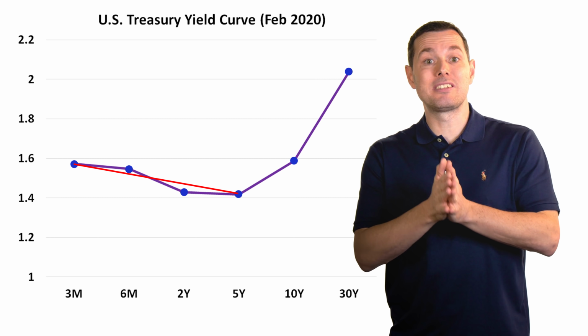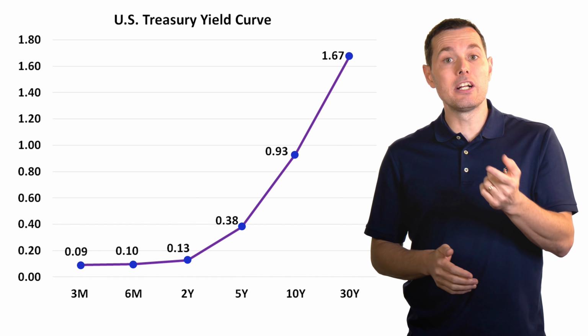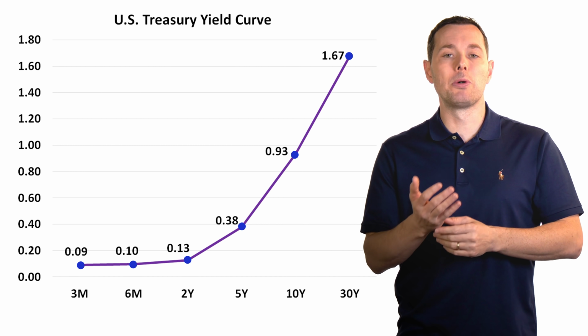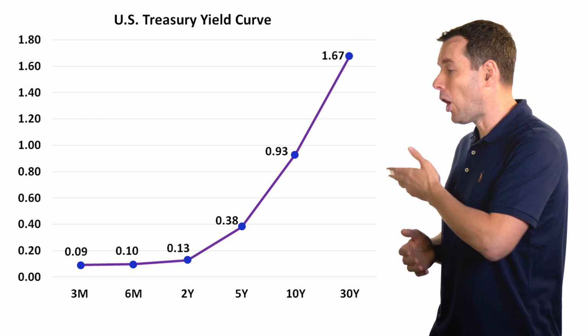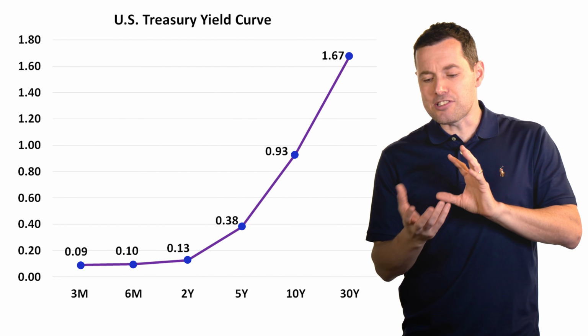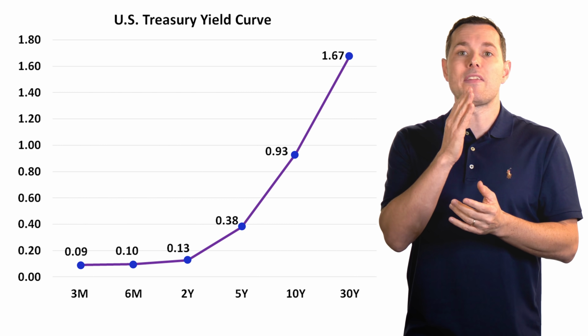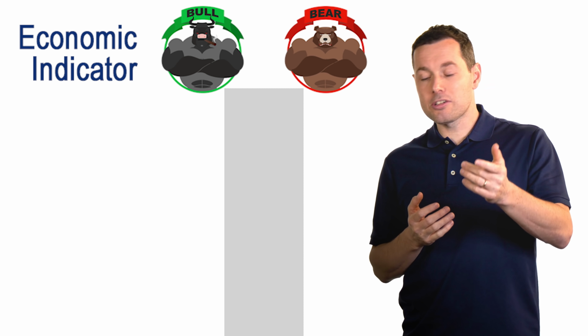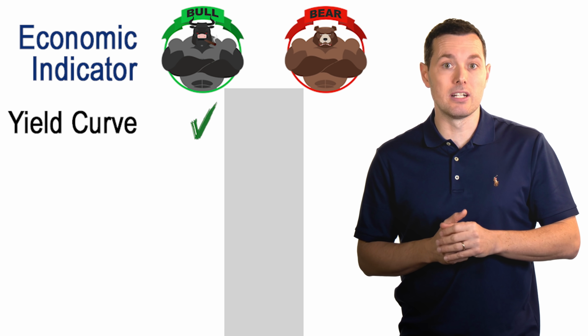And if we were to fast forward to today, this is what the yield curve looks like today. And this is sort of the textbook definition of a normal yield curve. And this is clearly a positive sign for the economy, at least as far as a recession coming in the next 12 to 18 months. Okay, so over to our scorecard here. On our scorecard, the bulls get a point for the yield curve.